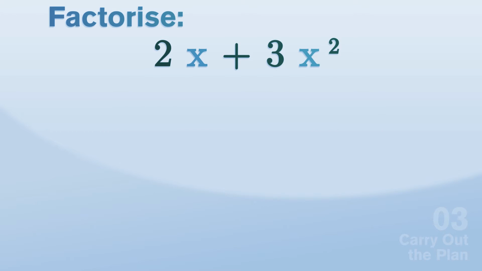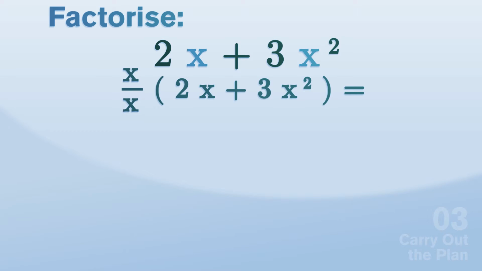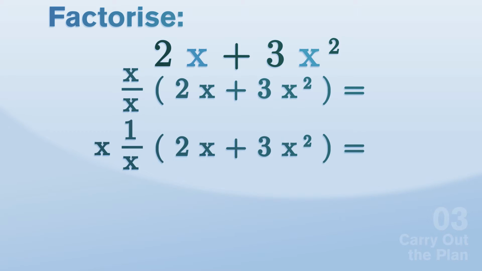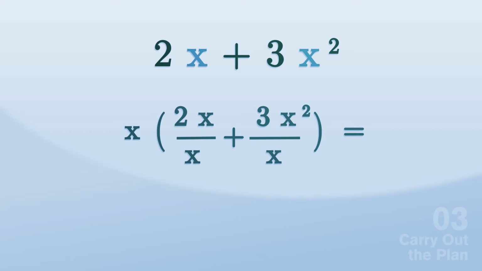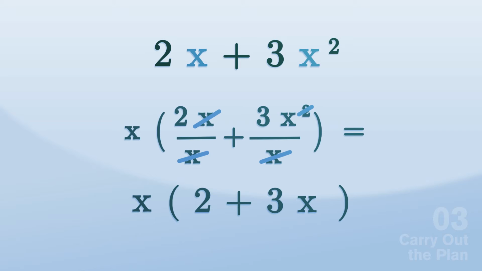To take x as a factor, we need to first multiply and divide by x, which of course doesn't change the value of our equation, and then manipulate the expression a little to take the x out. Now we can separate this fraction into two fractions, 2x over x and 3x squared over x. Looking at each of these fractions, we can cross an x off top and bottom, so that our final answer is x outside of 2 plus 3x. And that can't be factorised anymore, so we're done.